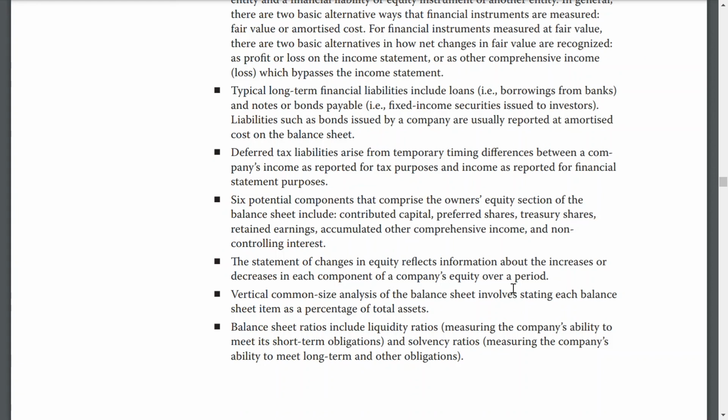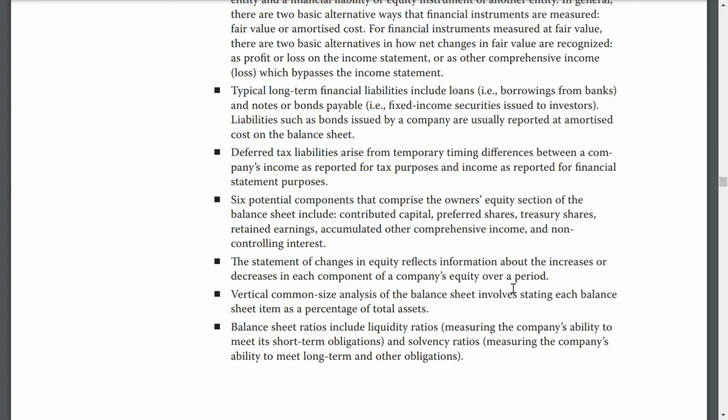Six potential components comprise the owners' equity section of the balance sheet: contributed capital, preferred shares, treasury shares, retained earnings, accumulated other comprehensive income, and non-controlling interests. The statement of changes in equity reflects information about the increases or decreases in each component of the company's equity over a period. Vertical common-size analysis of the balance sheet involves stating each balance sheet item as a percentage of total assets.